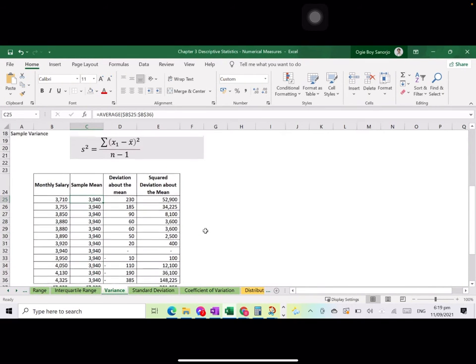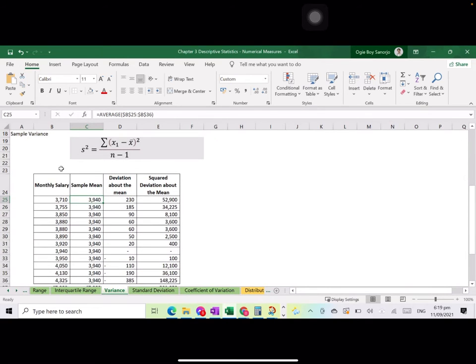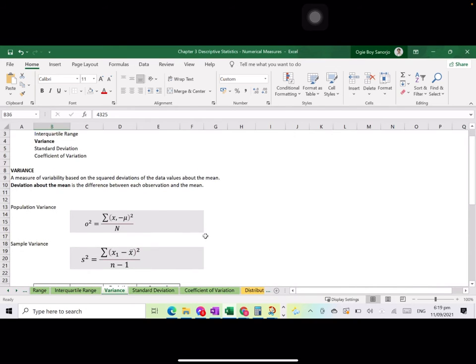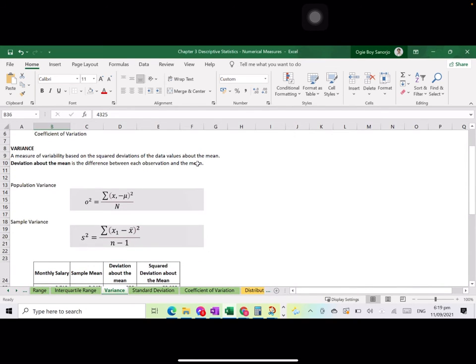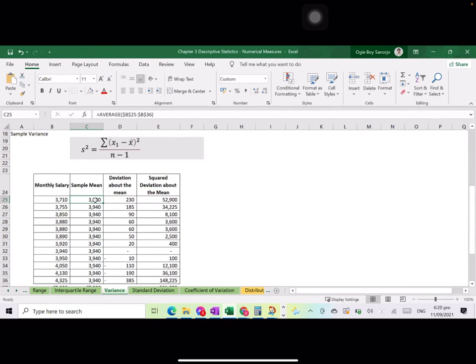So same illustrations with our previous topics. We have here the 12 salaries of college graduates, 3,710 until 4,325. So like what we have discussed about the variance, that is only the square deviations about the data values about the mean. So we have here the sample mean, which is of course 3,940, which we get by applying the Excel formula average. So our mean for the given data set is 3,940. So i-copy paste mo lang yan.